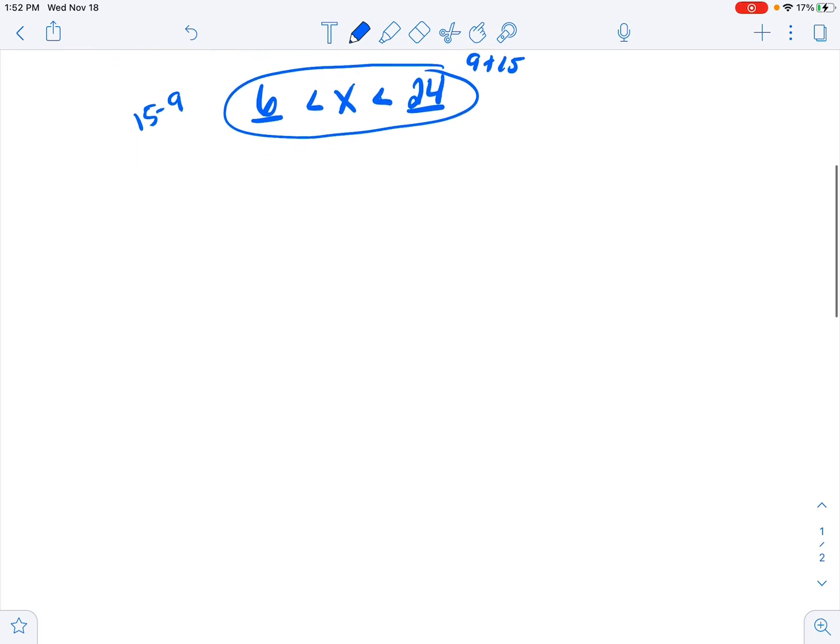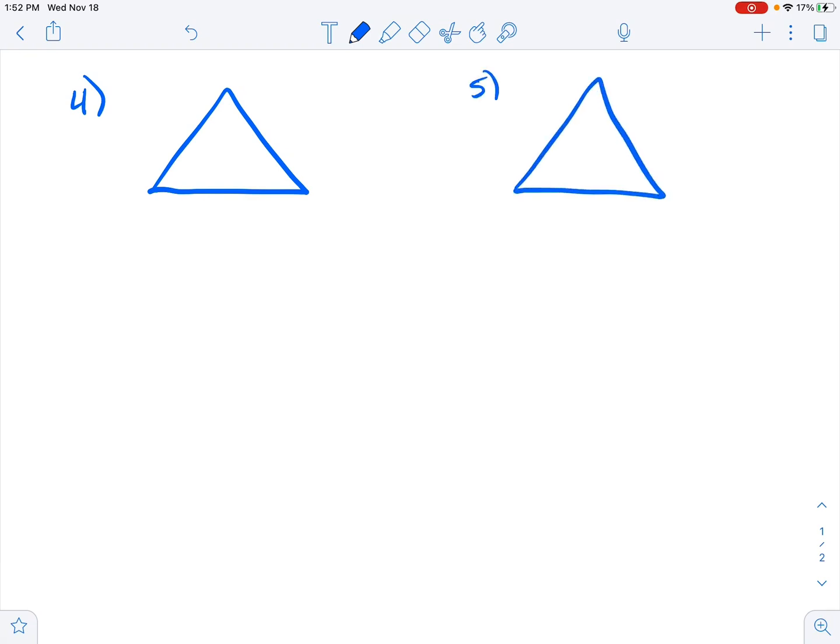Now, with inequalities, we can compare our sides and angles. So when you have a triangle, I'm going to do two here. On this first one, if these are my sides, my biggest angle is across from my biggest side. Okay, so I'm going to list biggest angle to smallest angle. Okay, so my biggest side is 15. So I'm going to go directly across from it.